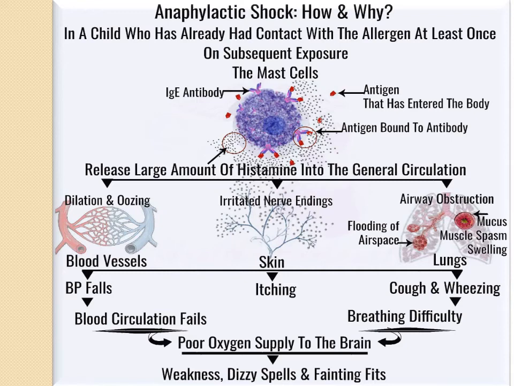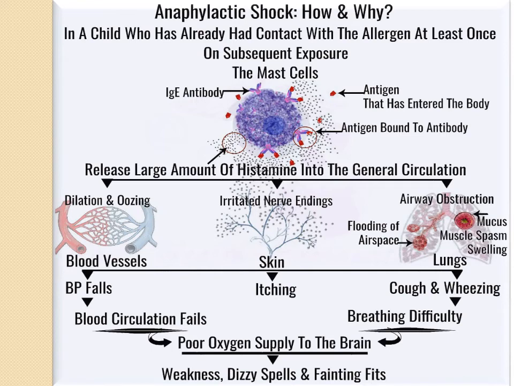This is how anaphylactic shock is caused. We can see here that the IgE antibody has entered the body and bound with the antigen, and the antigen-antibody complex binds to the mast cell. That mast cell is responsible for the release of mediators like histamine, which is responsible for dilation and oozing of the blood vessels, irritation of nerve endings, and airway obstruction.